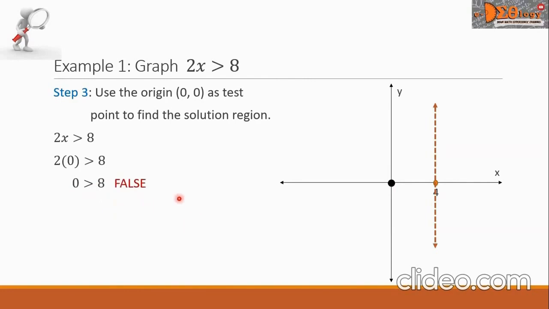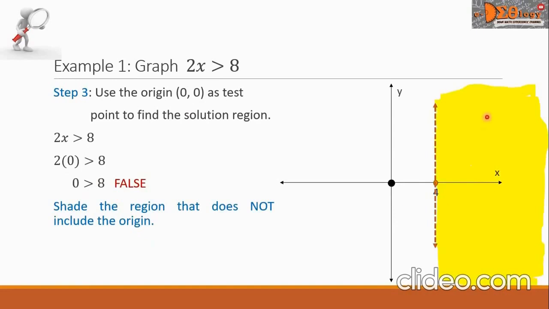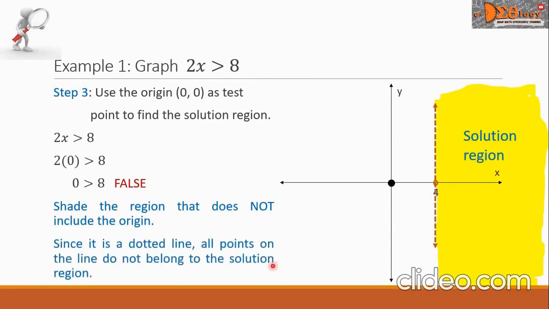It means to say, when this is false, what we're going to do is to shade the region that does not include the origin or does not include the test point. So here is now our shaded area, which we call the solution region. Take note, since we have a dotted line here, all points on the line do not belong to the solution region. This is our final answer.